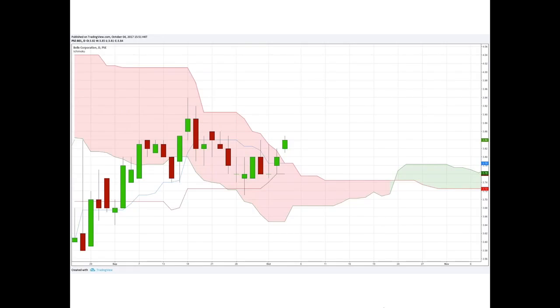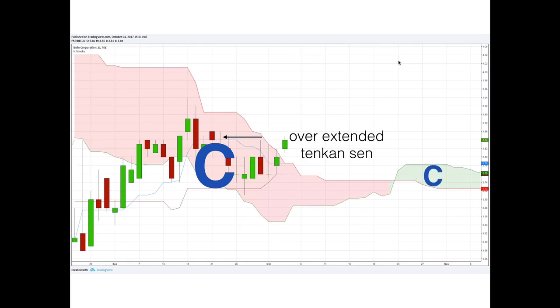This is the chart of Bell. And this is the C pattern. In Bell, we have an overextended Tankenson. This was the C pattern. Notice to the right, there's also a C. So you can verify the C pattern on the left if there is also a C on the right, because Chico Span A and Chico Span B have a huge gap between them.